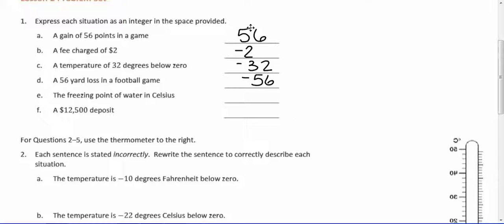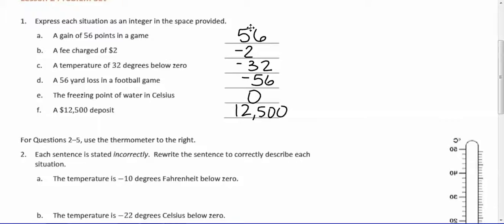The freezing point of water in Celsius. Amaya. 0. A $12,500 deposit. Yep, very good. Is 0 a positive or a negative integer? Ava? Neither. Trick question.